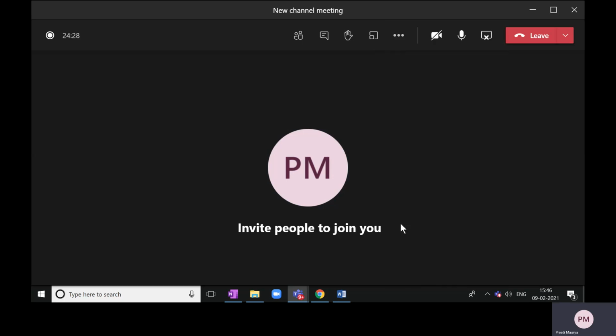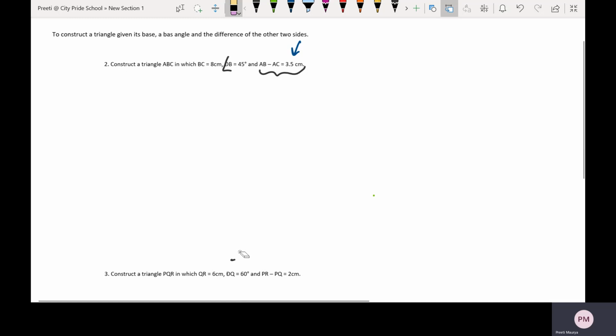Good afternoon, children. Let's see how to construct a triangle when the base, angle, and the difference of the other two sides is given. So here we have a triangle ABC in which the base BC is given as 8, angle B is given as 45 degrees, and the difference between AB and AC is 3.5. So let us understand the construction first.